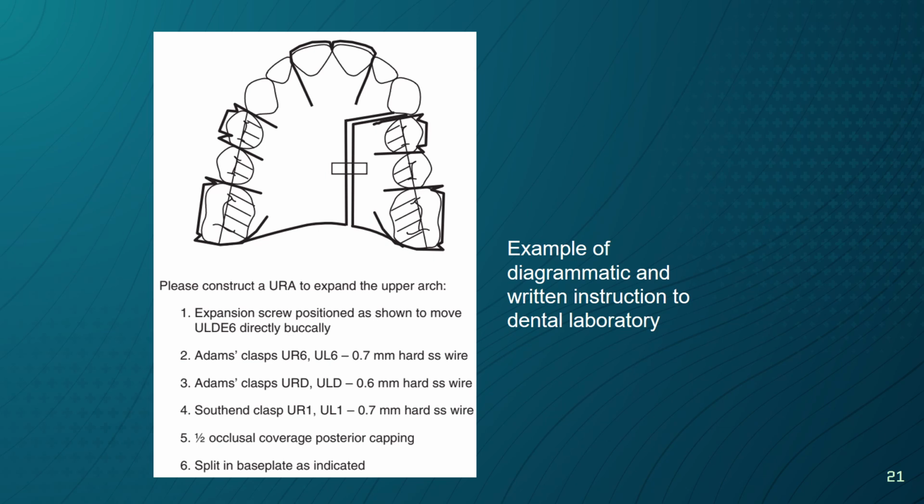Now, the Adams clasp on the upper right D and upper left D is made of 0.6 millimeter hard stainless steel wire, and the Southend clasp on the upper right 1 and upper left 1 is made from 0.7 millimeter hard stainless steel wire. Now there's instruction to put a half occlusal coverage posterior capping or posterior bite plane, and the split in the base plate is drawn where the split is needed.